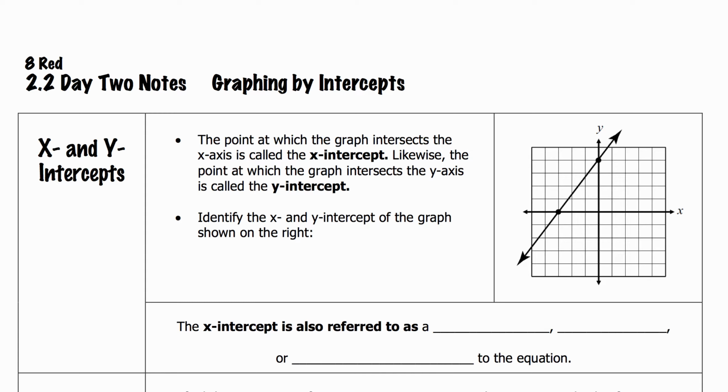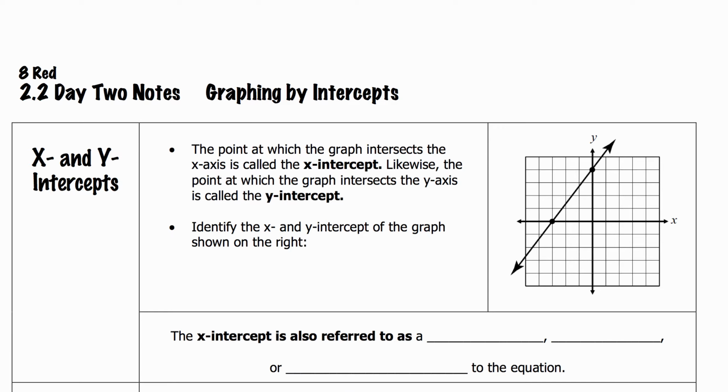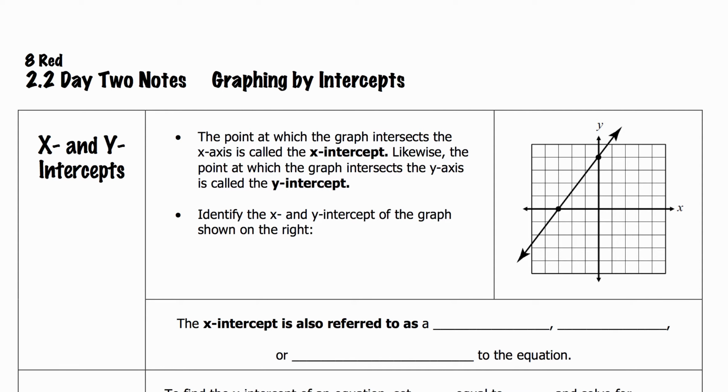In this lesson, we're going to be looking at an alternative method for graphing lines by using the intercepts. So I'm going to start by redefining for you what the x and y-intercepts are of a graph. The point at which the graph intersects the x-axis is called the x-intercept, and likewise the point at which the graph intersects the y-axis is called the y-intercept. So if we look at the graph on the right, the point -3, 0 is the x-intercept. And the point 0, 4 is the y-intercept.